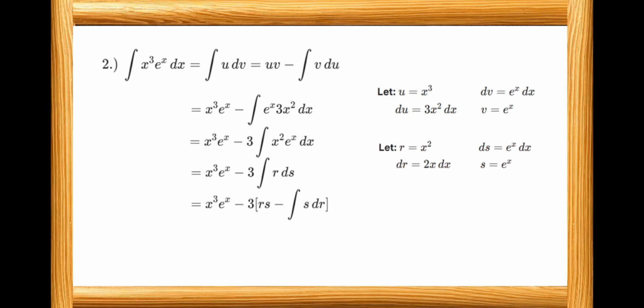We enclose this entire expression into brackets to ensure that the constant negative 3 is applied to both terms through distributive property. So we have x cubed times e to the x minus 3 times the quantity rs minus the integral of s dr. Step 7 is that we need to substitute the values into the integration by parts form. So we have x cubed times e to the x minus 3 times the quantity x squared times e to the x minus the integral of e to the x times 2x dx.